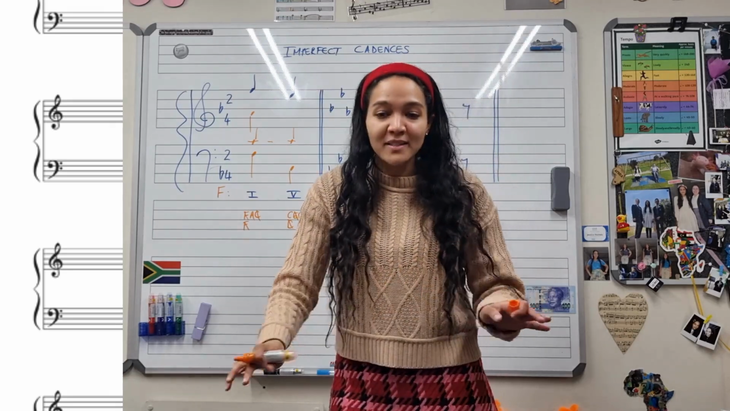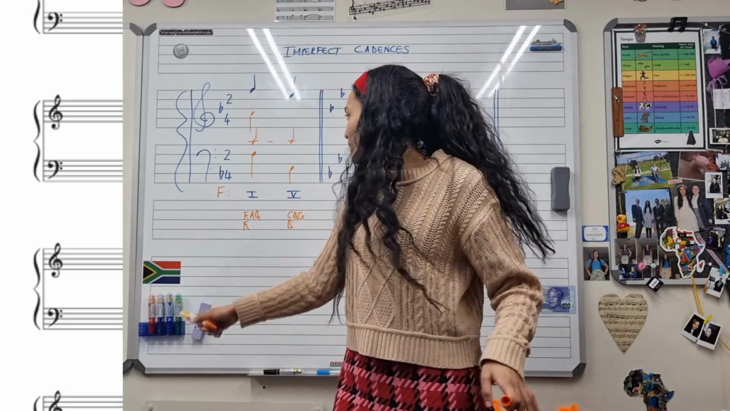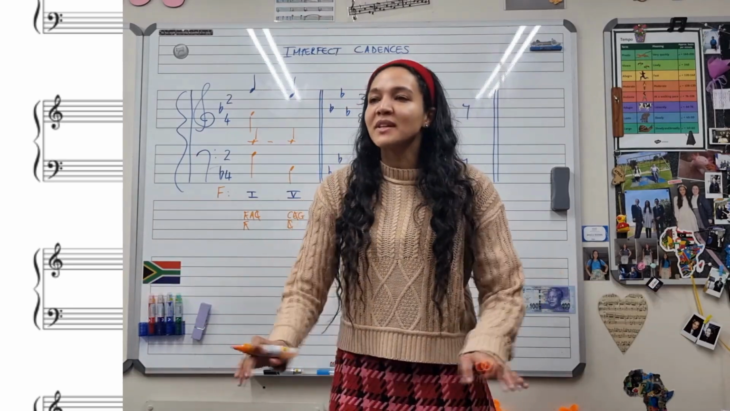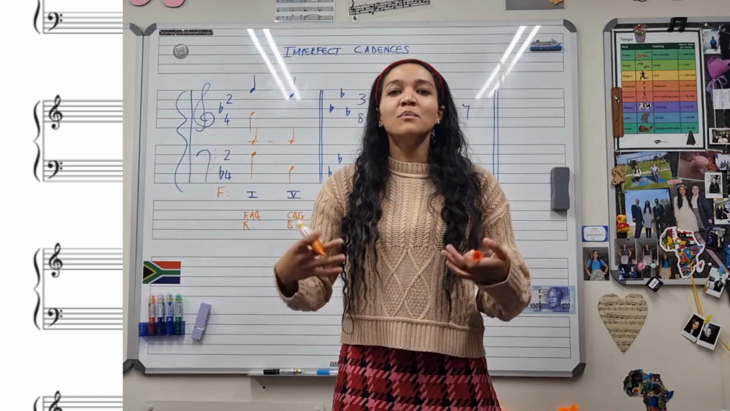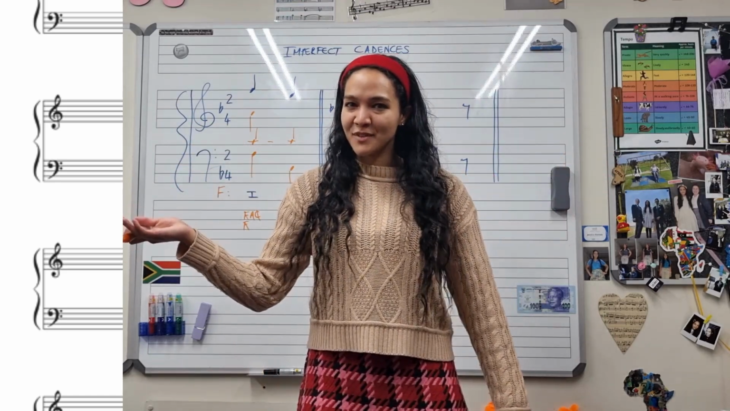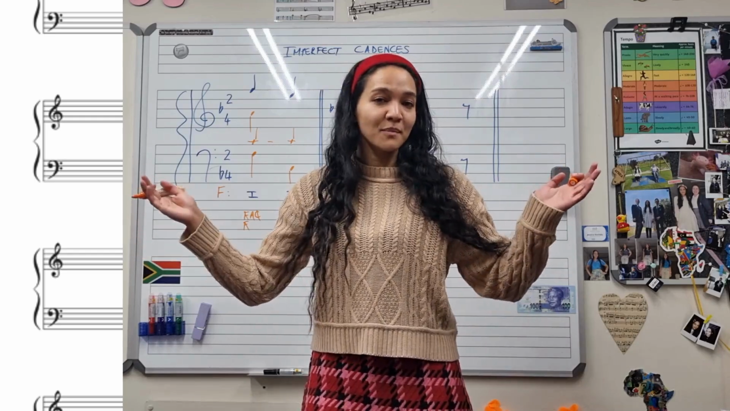So we have our bass notes, which just have to be the roots because we're in root position here. Then we have our note in common. Then the remaining two voices will move stepwise. With perfect cadences, they move stepwise up, and with imperfect cadences, they move stepwise down.